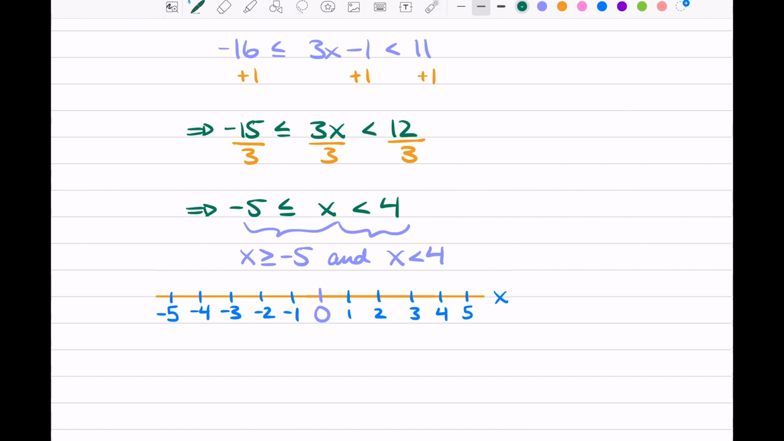So it's greater than or equal to -5. It could be equal to -5, or it could be greater. However, it says and. It says and it's less than 4. Okay, so it could be greater than -5, but it has to be less than 4. So x is going to be somewhere in this region right here.